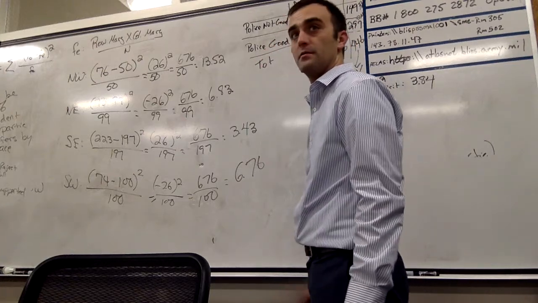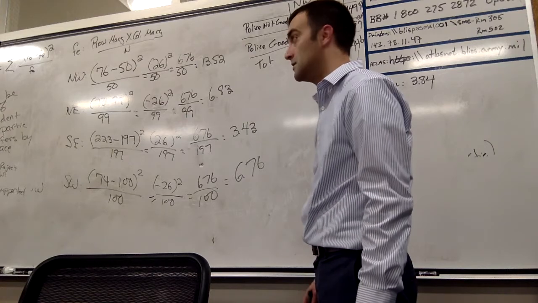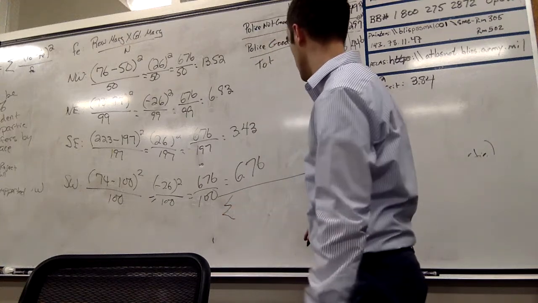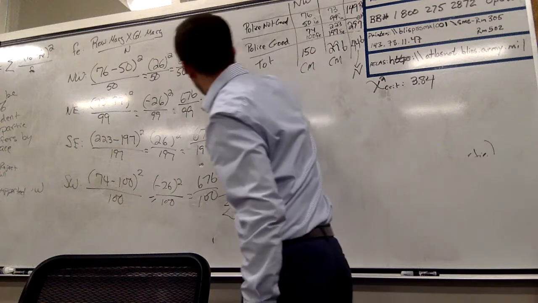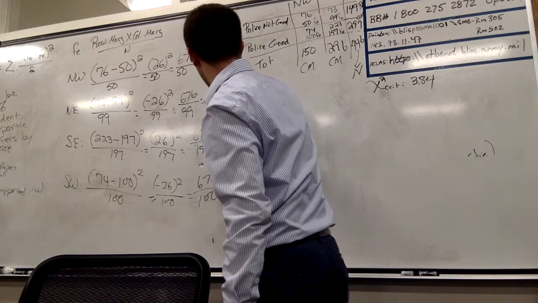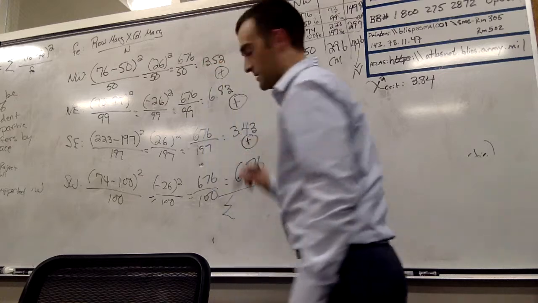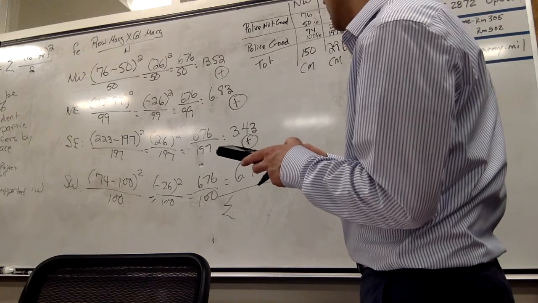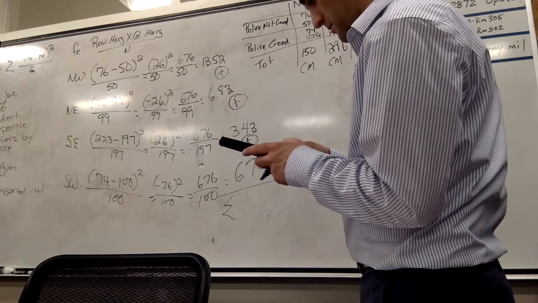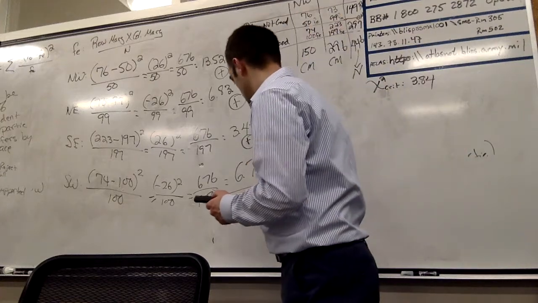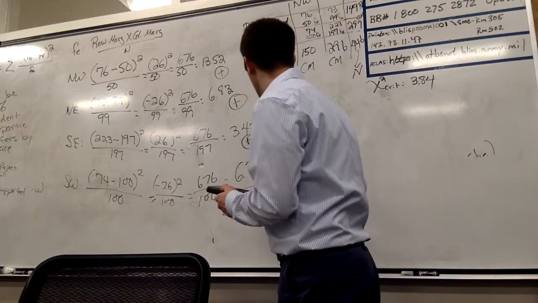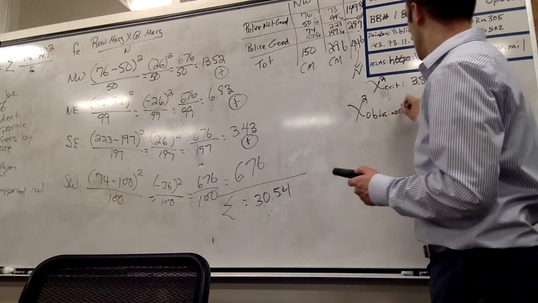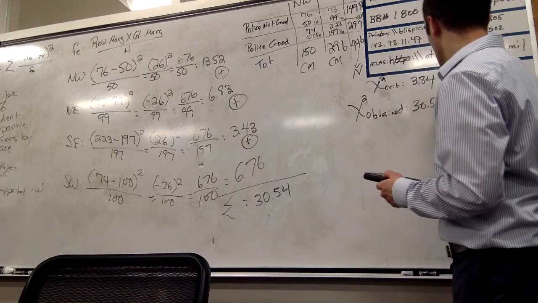Questions how we get each of these numbers? Last step, add them all up to get your chi-square obtained. So 13.52 plus 6.83 plus 3.43 plus 6.76 is 30.54. That's your chi-square obtained, 30.54.